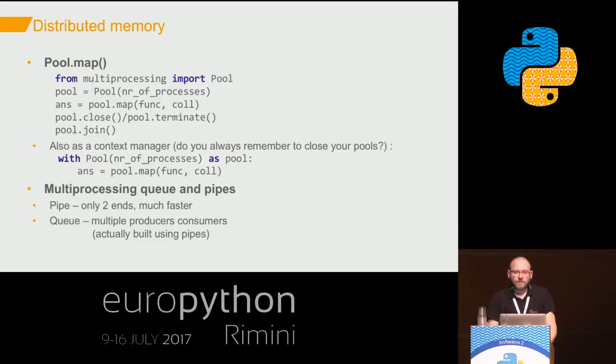And if you're one of that kind that doesn't remember, like me, you can use it as a context manager. We also have something that looks more like message passing. So we also have pipes and queues. The basic difference is that a pipe has only two ends. It's really fast because it's usually using operating system pipes, and a queue can have multiple producers and consumers, but you need to have in mind that behind the scenes there are pipes connecting all elements of the network.